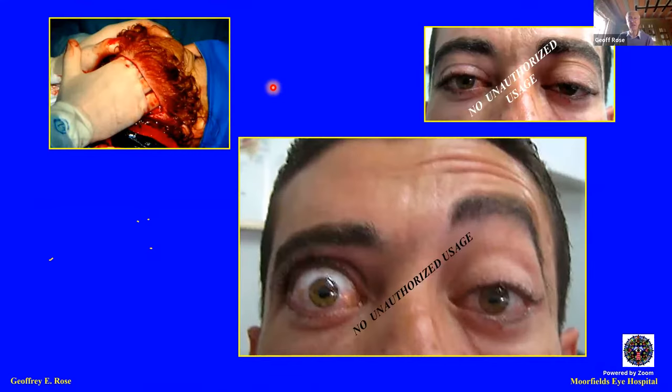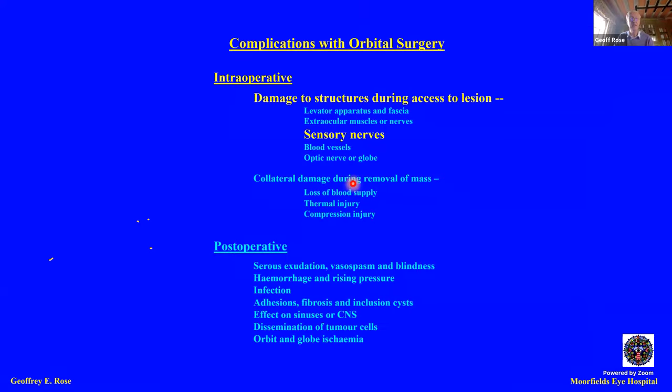Other causes, so bicoronal flap. This patient was referred after decompression through a coronal approach. They'd left the patient not only with a lot of proptosis, so they needed really a proper decompression, but also with an upper branch frontalis paresis, a palsy, in fact, complete section.